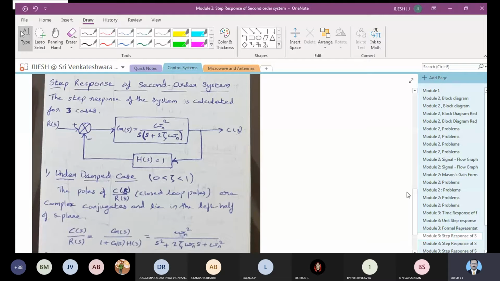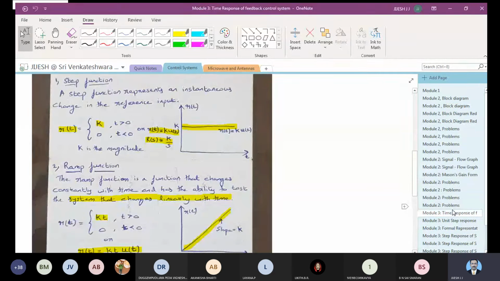We have studied this portion. This is what we studied, step response of first order system, where we have discussed all this time constant, rise time and settling time and all those things. So here we are going to see the step response of second order system.